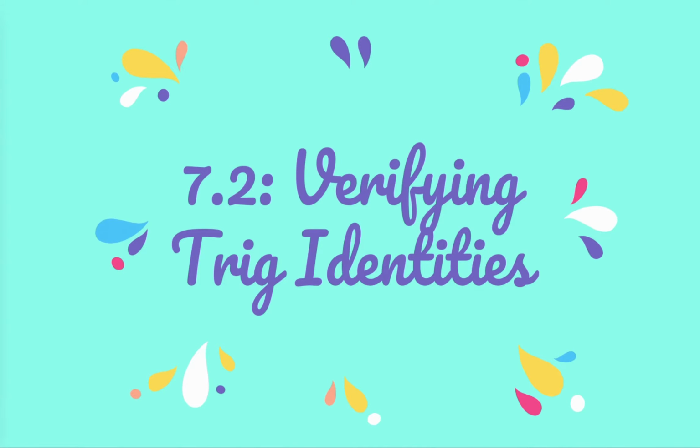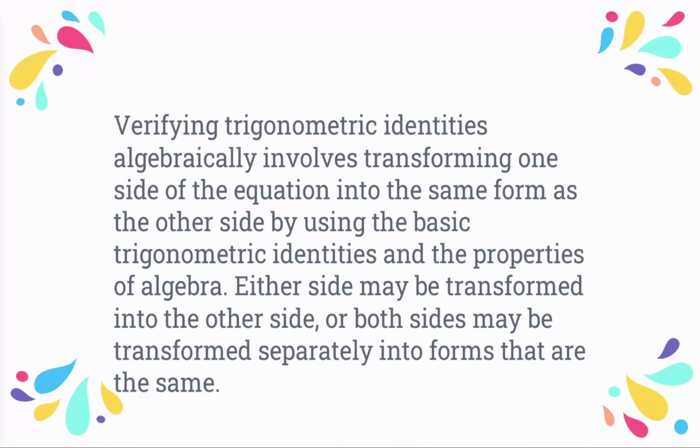2. Verifying trig identities. So verifying trig identities means proving that something is an identity. Usually this is going to involve transforming one side of an equation into the same form as the other side by using our basic trigonometric identities and some basic algebra. We can transform either side, or we can transform both sides separately into forms that are the same.